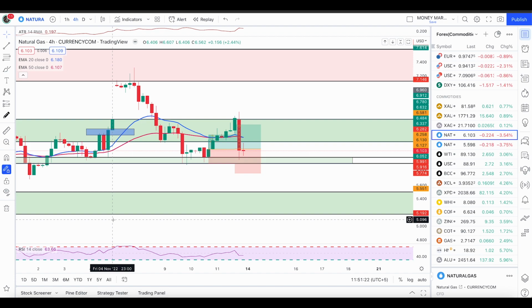Now, this was the first zone. As you can see, nat gas has reacted nicely out of these zones.